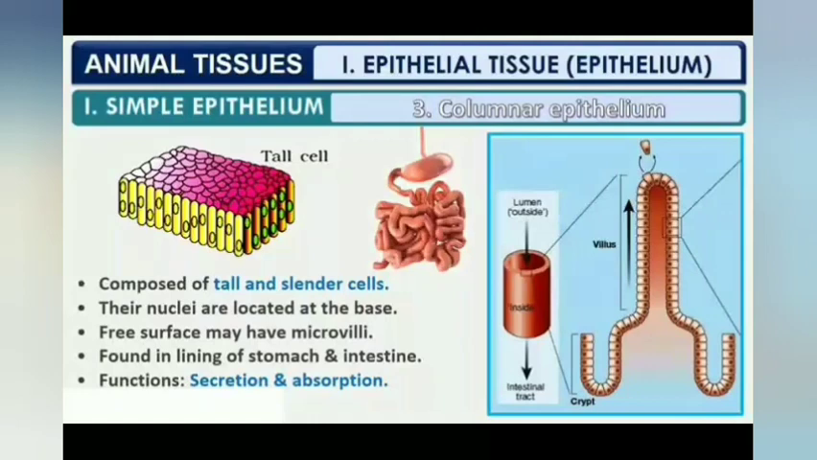Next is columnar epithelium, composed of tall and slender cells. Their nuclei are located at the base. Their free surface may have microvilli. They are found in the lining of the stomach and intestine, and their functions are secretion and absorption.